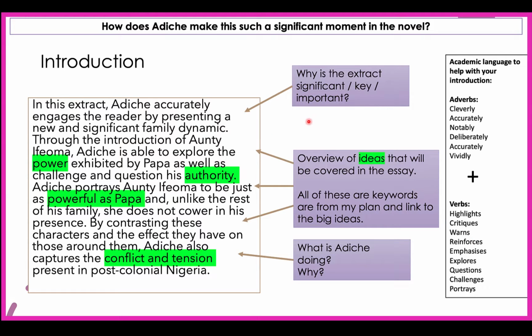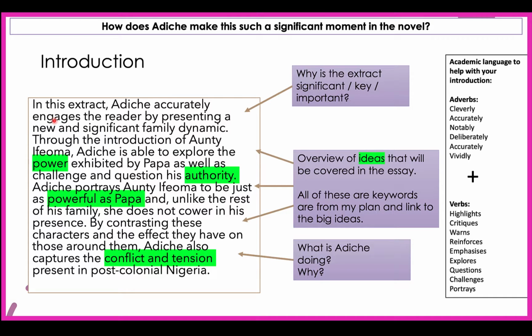So we've got adverbs here to help you as well as verbs, and you'll see where I've used them myself. So this introduction is structured in terms of why the extract is significant, why is it key, why is it important. Then I've got an overview of the ideas that will be covered in my essay. All of these are keywords that I took from the plan. I kept saying to you that all of those notes that I'd made, they will come in useful later on. All of those are keywords that you can pepper throughout your essay. And then at the end of my introduction, I've just gone for just one sentence on what Adichie is doing here in this extract and why she's doing it.